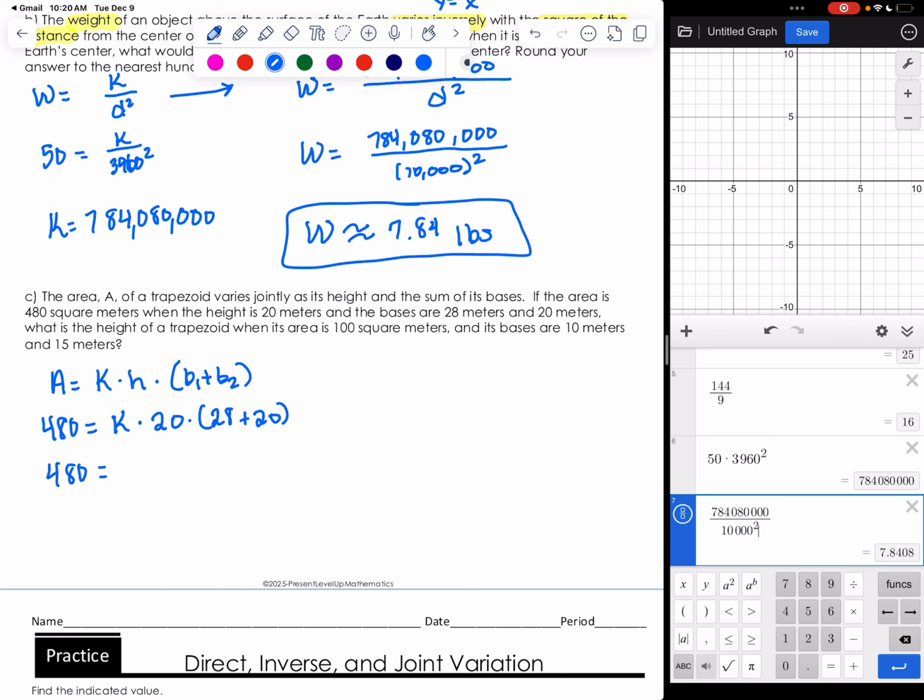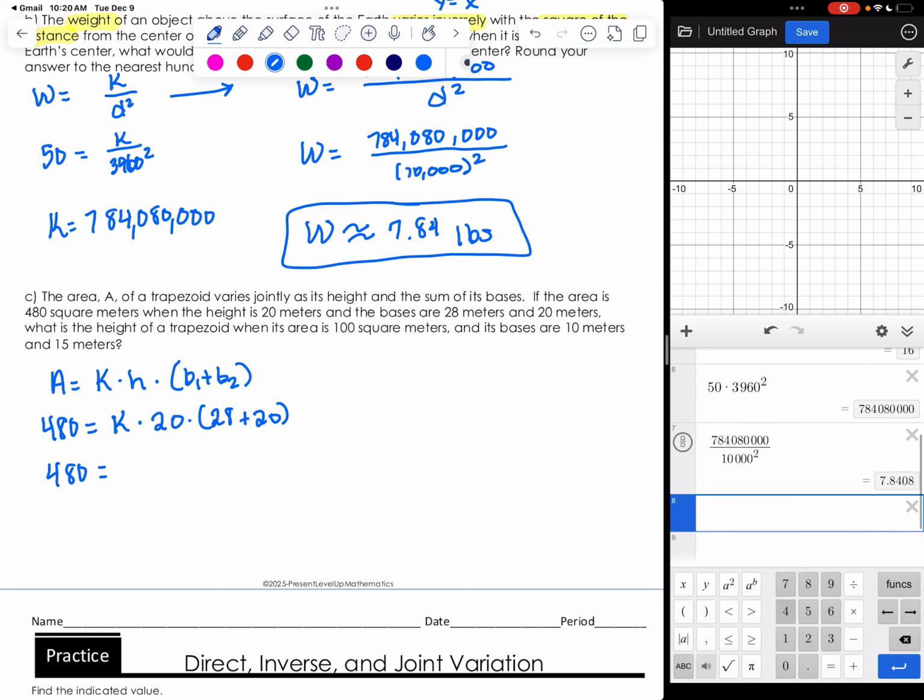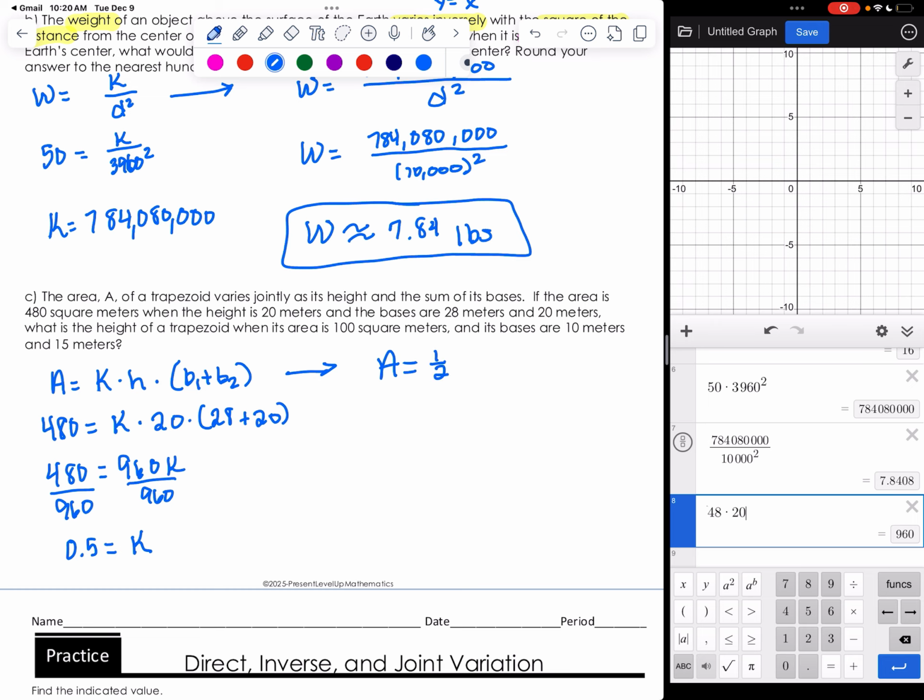So this would be 48 times 20. 48 times 20. So 960K. Now if I divide both sides by 960, I would get 0.5 is equal to K. So now my formula is going to be area equals 1/2 times the height times base 1 plus base 2. And we can use that formula to answer the question.